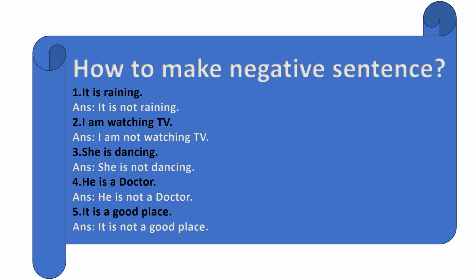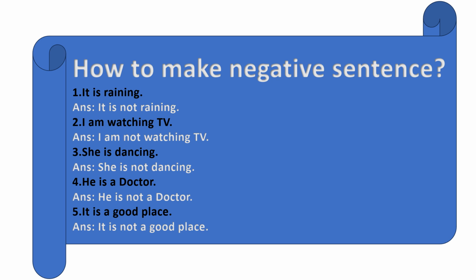The other sentence is "I am watching TV," so its negative sentence is "I am not watching TV." The third one is "she is dancing." The answer to the third one is "she is not dancing." The fourth one is "he is a doctor." The answer to the fourth is "he is not a doctor."